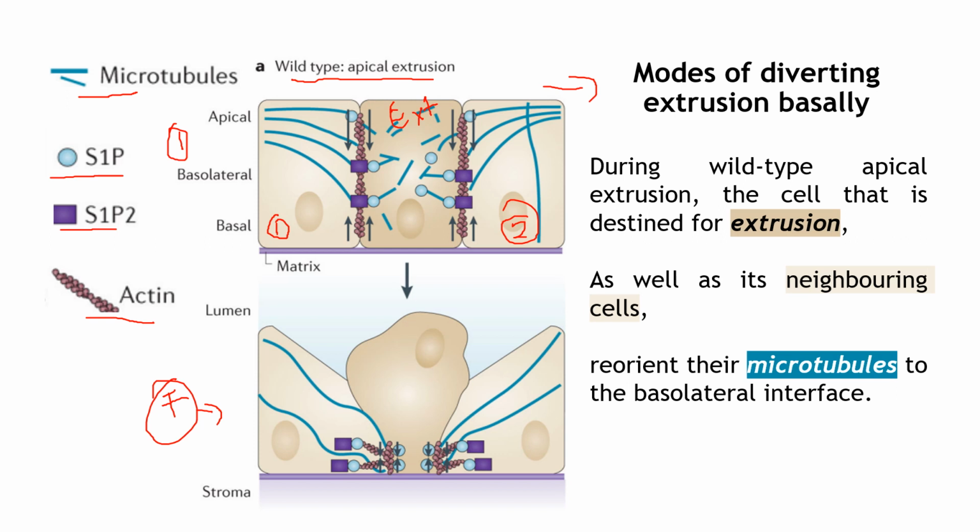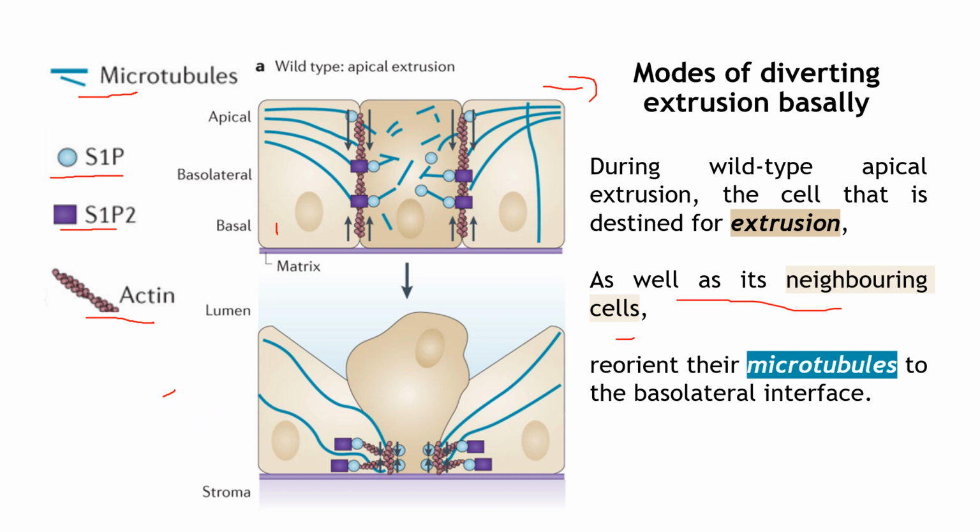Okay, so I'm sure that you stopped the video and that you wrote all the things. Now I'm going to show you what they say in the paper. They said that in the wild type it is not only the extruding cell that plays a role, it is the neighbor cells that are helping it to be properly extruded. And how do they do it? Let me delete this.